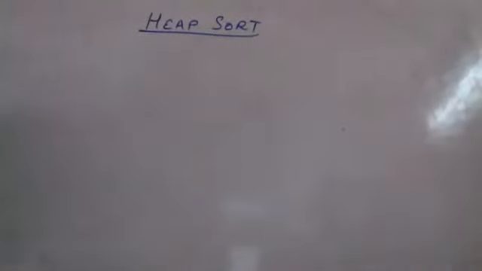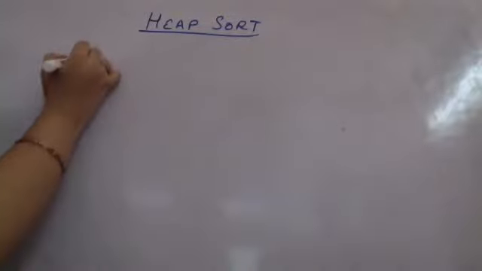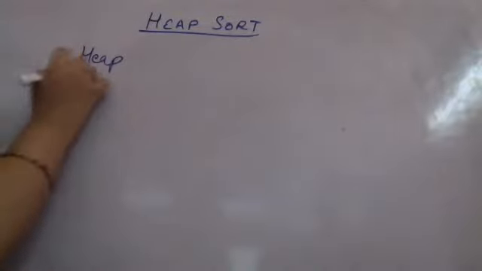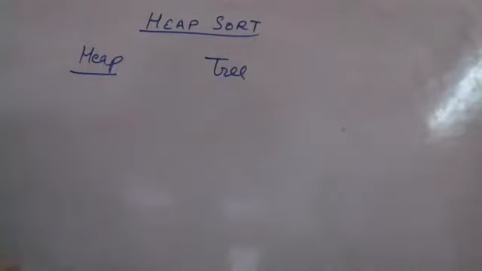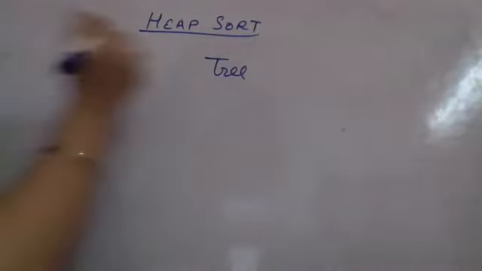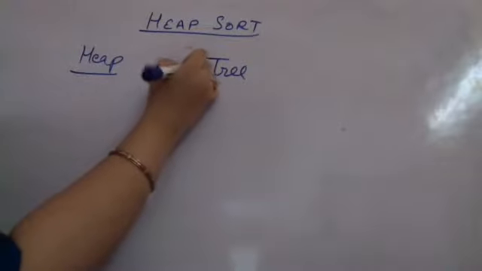To understand heap sort, we first of all need to know what is a heap. To understand what is a heap, first of all, we should know what is a tree. Now, tree is another kind of data structure, and especially we are talking about binary trees only here.